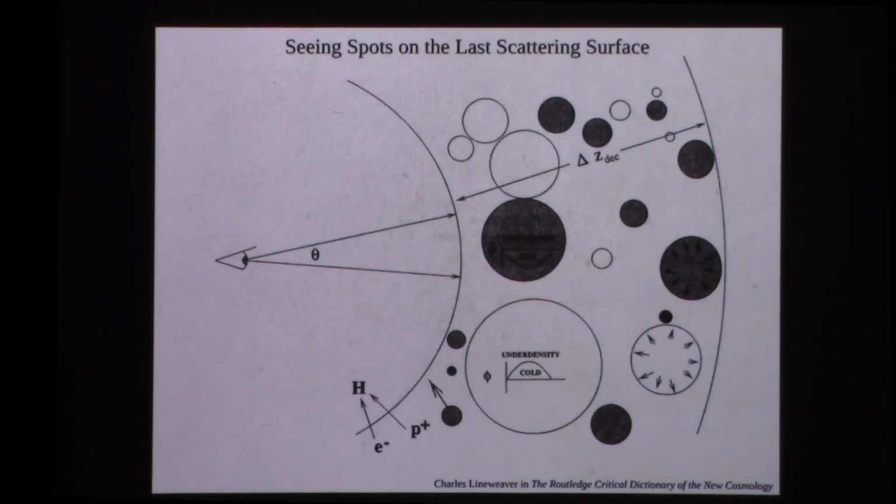So, seeing spots on the last scattering surface, from a book I wrote 27 years ago, so 1999, Charles Lineweaver in the Routledge Critical Dictionary of the New Cosmology, when this stuff was just becoming exploitable, if you will. What we're representing here are sound waves in the early universe. The technical term is baryon acoustic oscillations. Acoustic meaning sound waves, baryon meaning that it's the baryonic matter, protons, neutrons, electrons, that is participating in them. Now, most of the matter of the universe is not baryonic matter.